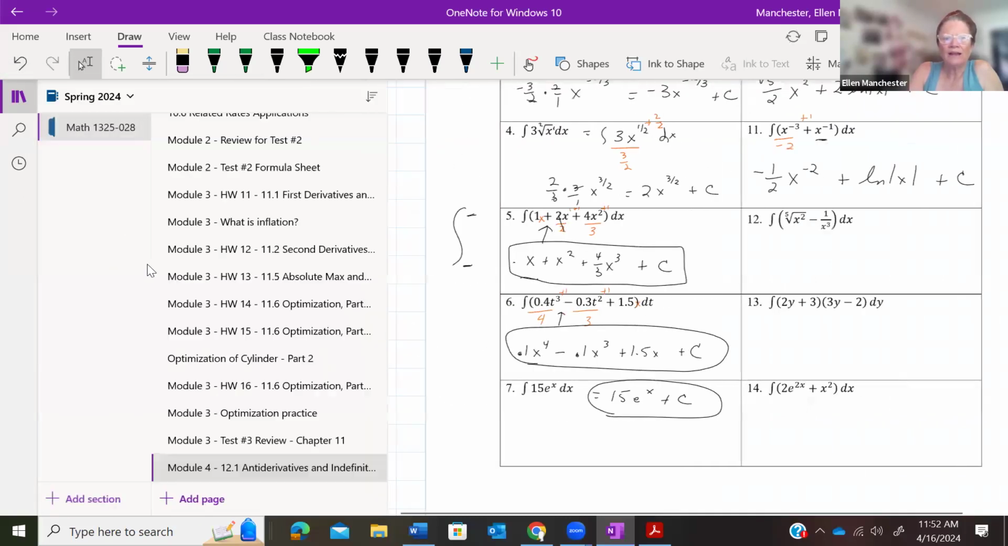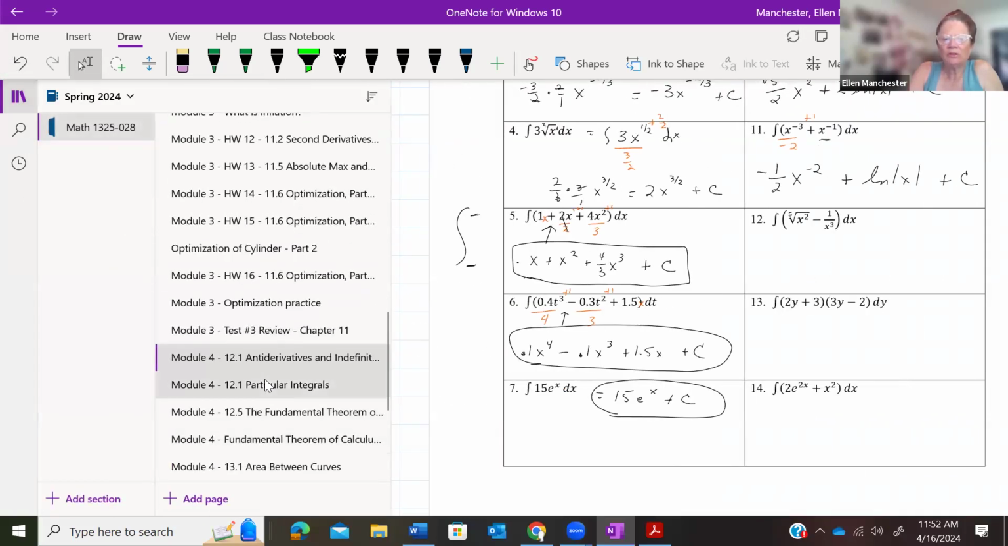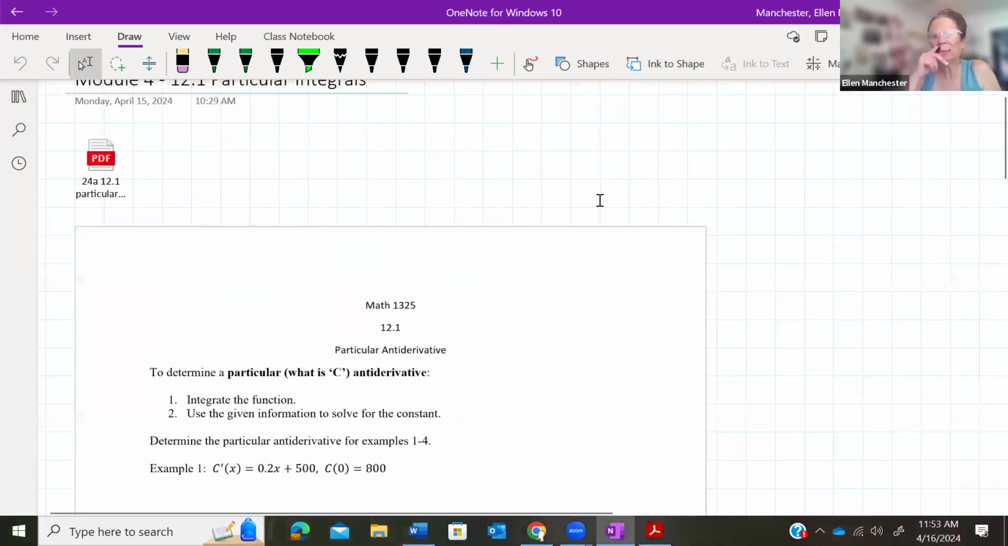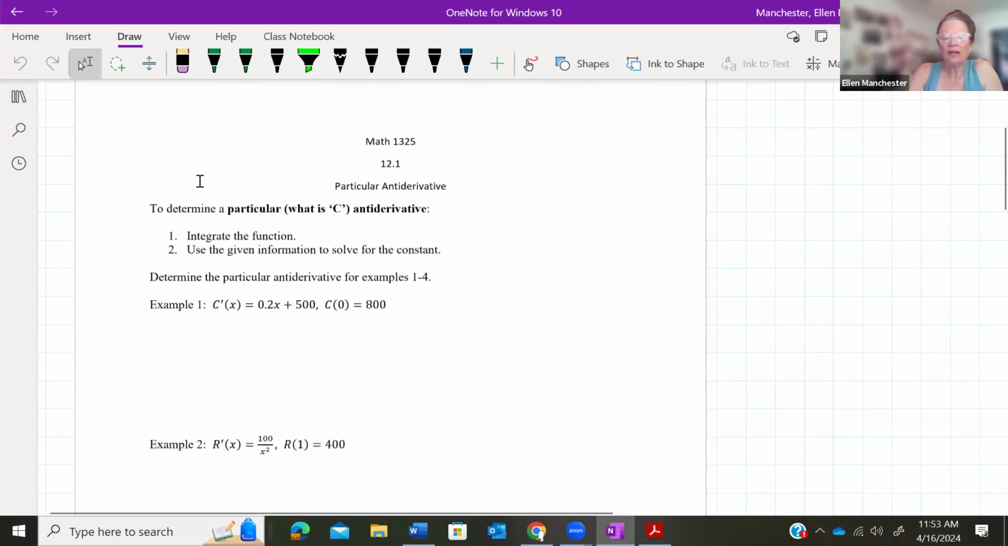Okay. All right. So now, those again were called indefinite integrals. Now we're going to do particular antiderivatives. So now we get to figure out which function exactly am I looking at? These are more written out, and then we're going to do a couple word problems just because you're going to see it on 12.1.